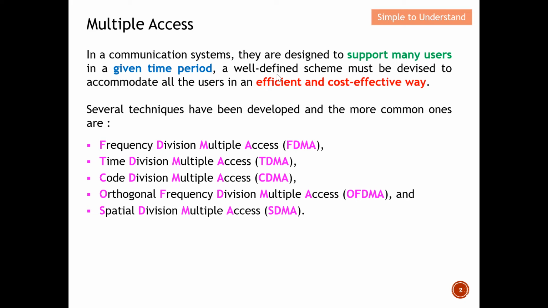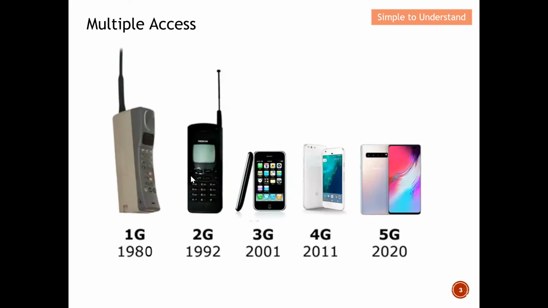Several techniques have been developed, and the more common ones are FDMA, frequency division multiple access; TDMA, time division multiple access; code division multiple access, also known as CDMA; orthogonal frequency division multiple access; and last but not least, spatial division multiple access. These are the 5 common multiple access techniques, and in fact, they are related to our mobile phone from 1G, 2G, 3G, 4G, and 5G, which I'm going to discuss further later on.